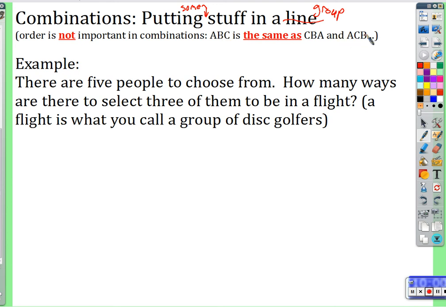Here is a question that's almost a trick question. If I take the letters A, B, C, and I ask how many different permutations there are of A, B, C, we have already done that, right? How many different permutations are there? 6, 3 times 2 times 1, 3 factorial. How many combinations are there of the letters A, B, C? How many different combinations are there of A, B, and C?